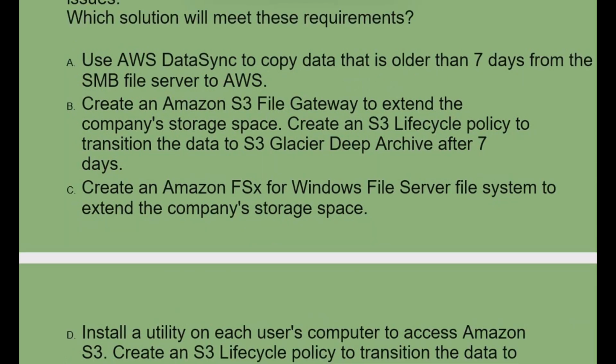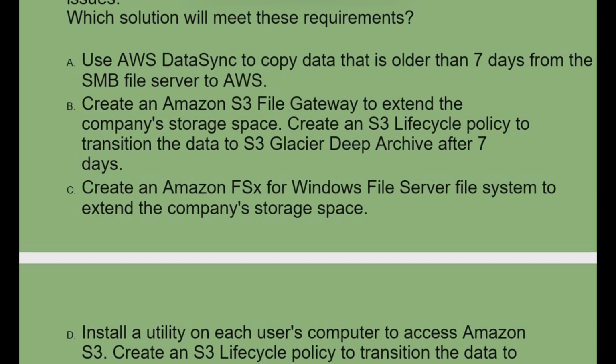Option A. Use AWS DataSync to copy data that is older than 7 days from the SMB file server to AWS. Option B. Create an Amazon S3 File Gateway to extend the company's storage space. Create an S3 lifecycle policy to transition the data to S3 Glacier Deep Archive after 7 days.